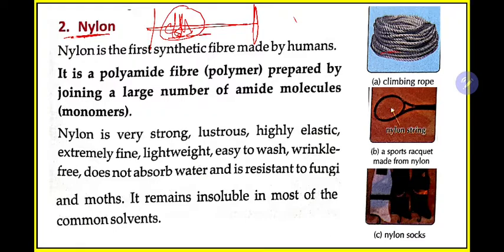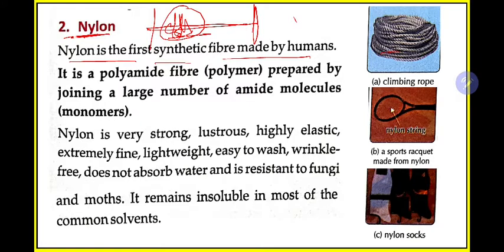So let us read nylon. Nylon is the first synthetic fiber made by humans. So out of all the types of fibers we learn under the synthetic group, nylon was the first synthetic fiber. That means out of all synthetic fibers, the nylon fiber was first discovered and prepared by human beings.